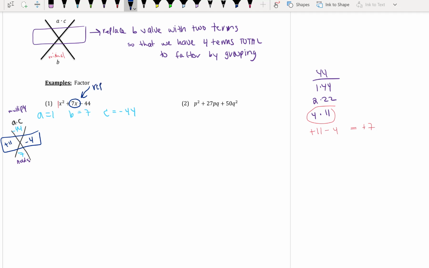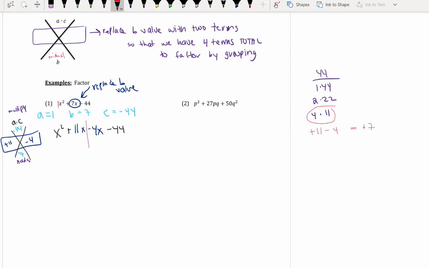So we're going to replace the b value with those two terms. Now I have my x squared plus, that's my b value, this is where I'm replacing it now, my 11x minus 4x, and I have my minus 44. Now that I have 4 terms, I can factor by grouping.